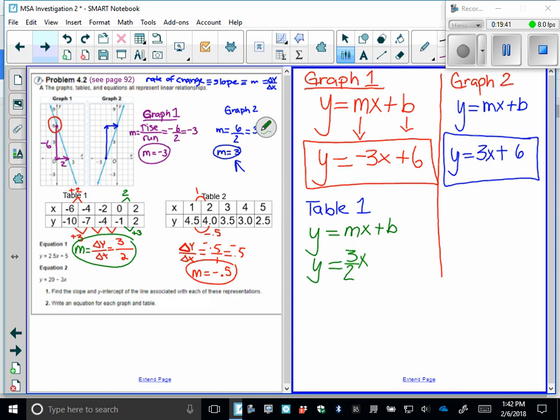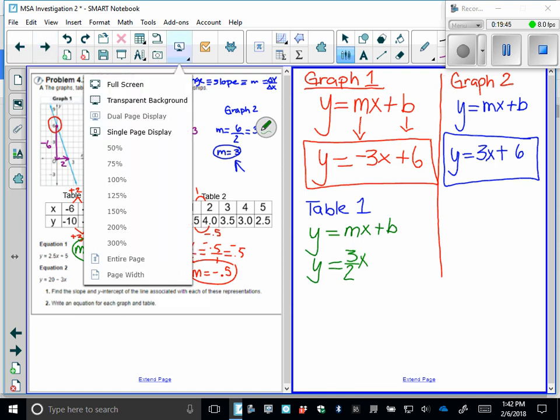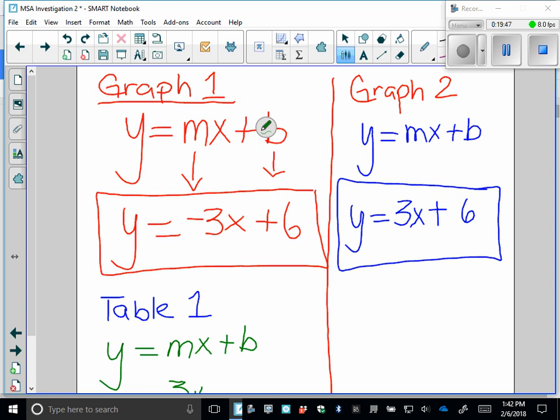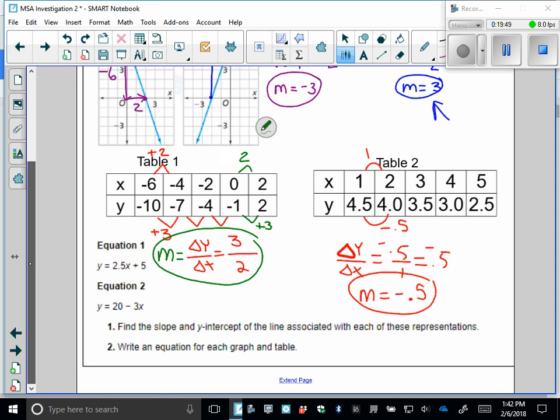But then, Brandon, where is the y-intercept when you look at the table? Looking at that table, how can you tell? -1. How do you know? X is at 0, that means it's the y-intercept. That's right. Here's the y-intercept for table 1. So that tells us b is -1.